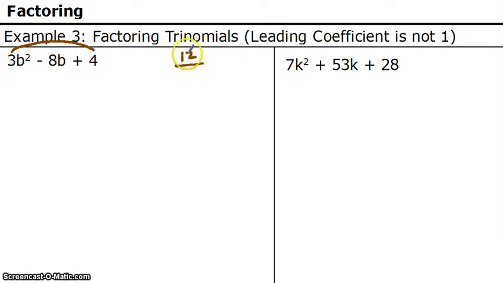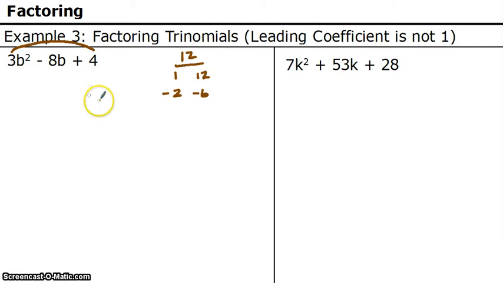This is the number that our two factors have to multiply to equal, and then we know they also have to add to equal the middle number, negative 8. So numbers that multiply to get 12 and add to get negative 8. You can go through your options here, 1 and 12, 2 and 6. Right there, that looks like it. If I make that negative 2 and negative 6, that adds up to negative 8, and it multiplies to 12.